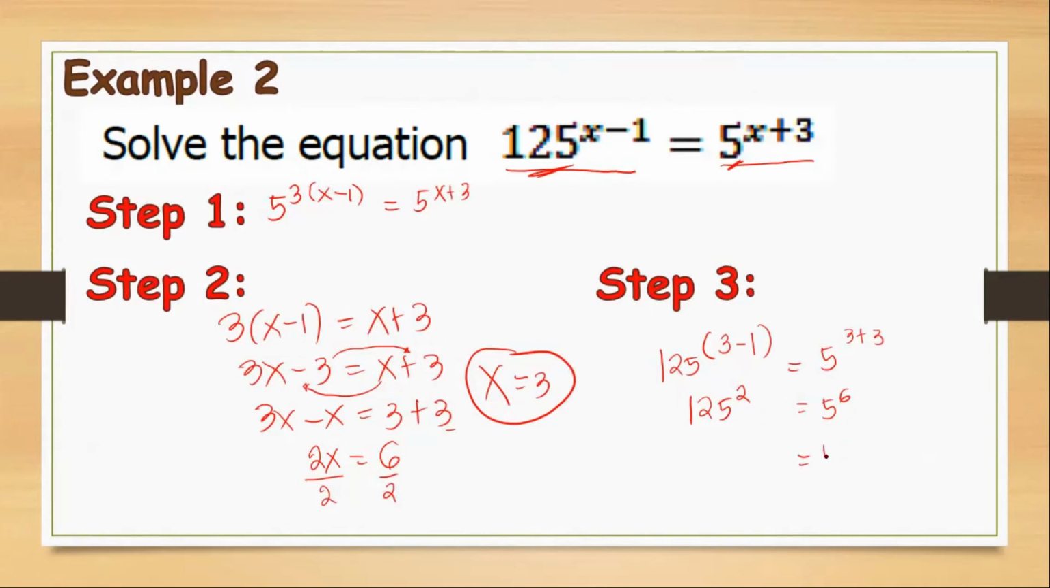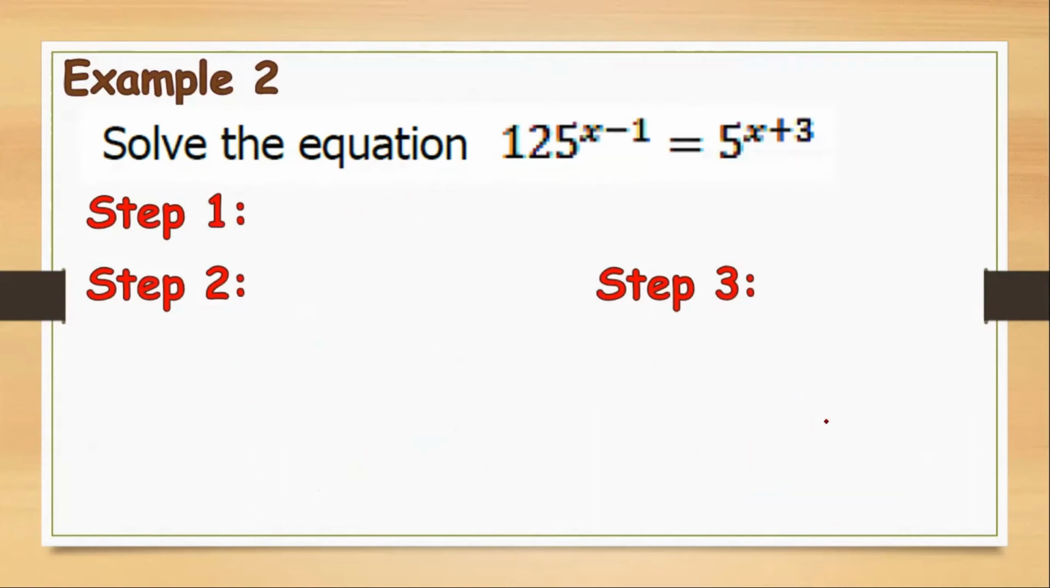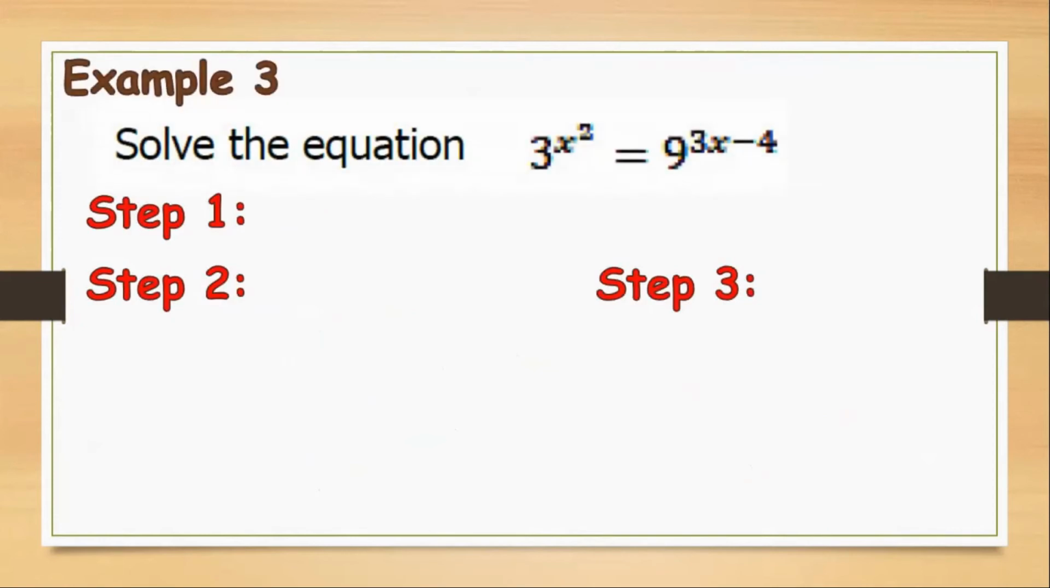also to 5 raised to 3 multiplied by 5 raised to 3. And we know that 5 raised to 3 is 125. And it is multiplied to itself, that is 125 squared. Okay, so it means that our answer is correct. Let's continue with example number 3.